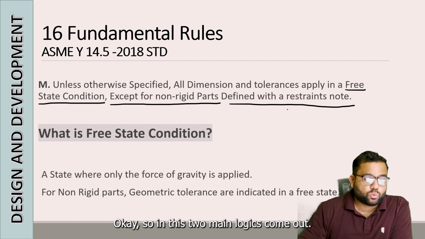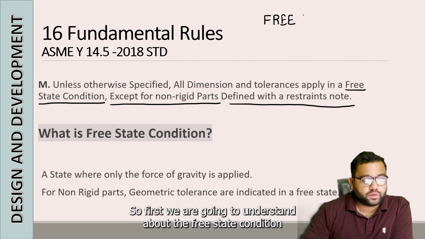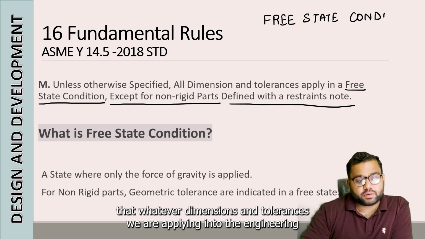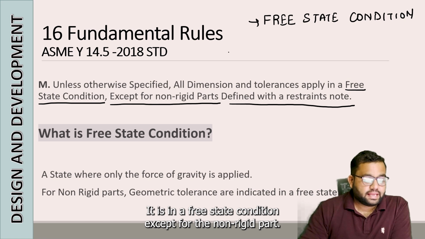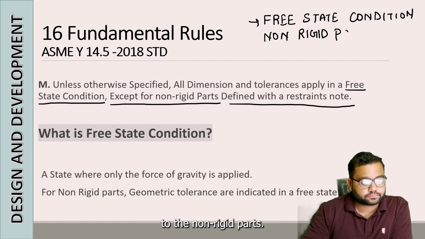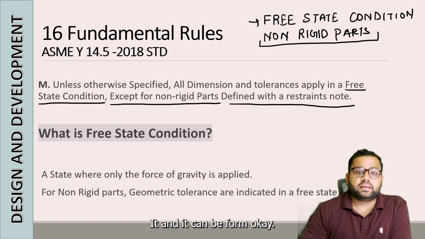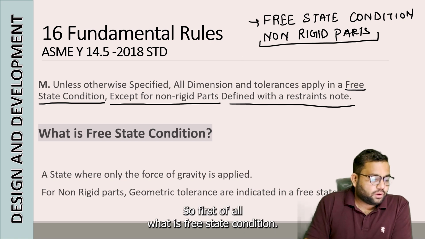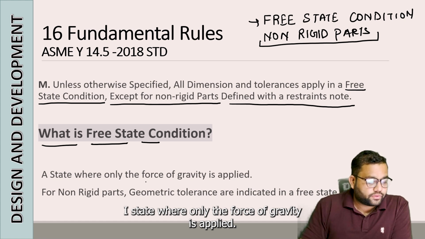So in this, two terminologies come out. First is the free state condition. We are first going to understand that whatever dimensions and tolerances we apply in the engineering drawing are in a free state condition, except for the non-rigid part. We will also understand how we give this for non-rigid parts, and how we demonstrate a non-rigid part if it gets deformed. So first of all, what is free state condition? A state where only the force of gravity is applied.